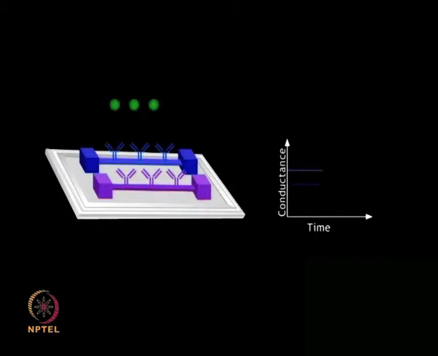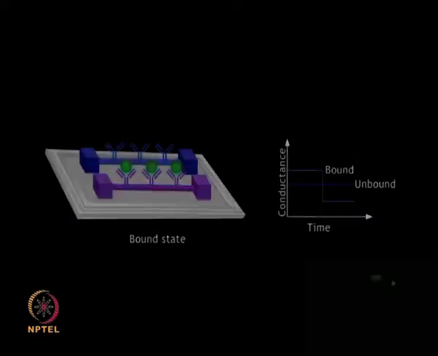Binding of target protein to the antibody is detected by change in the conductance of the silicon nanowire over time, while the conductance of the unbound antibody functionalized nanowire remains unaltered. These devices offer excellent sensitivity in the picomolar to femtomolar range and are capable of detecting molecules even at single particle level.